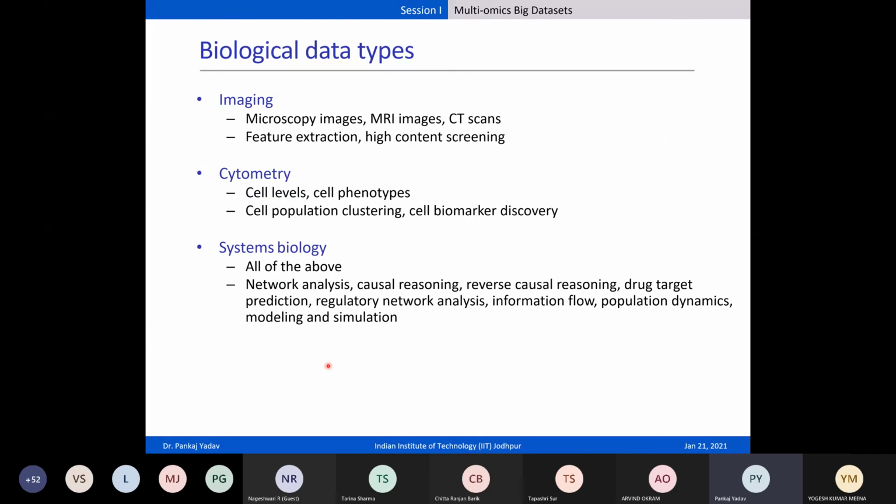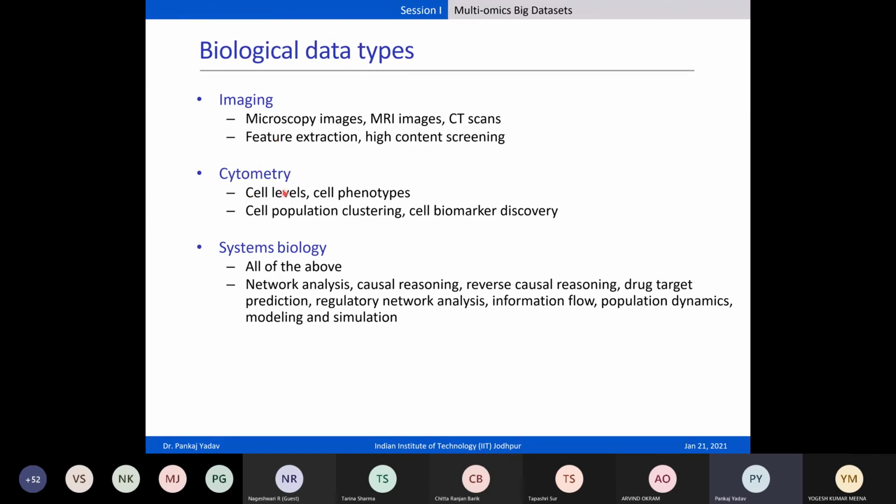And apart from this, nowadays imaging data has become very popular. Most of the work going on in deep learning and machine learning is based on imaging data in biology. You can have microscopy images, MRI images, CT scan images, and other images also. What you can do is feature extraction, and you can also do high content screening based on this imaging data. You can also do diagnosis or prognosis analysis.